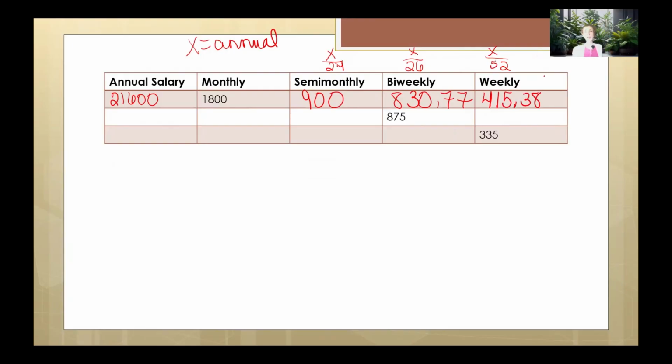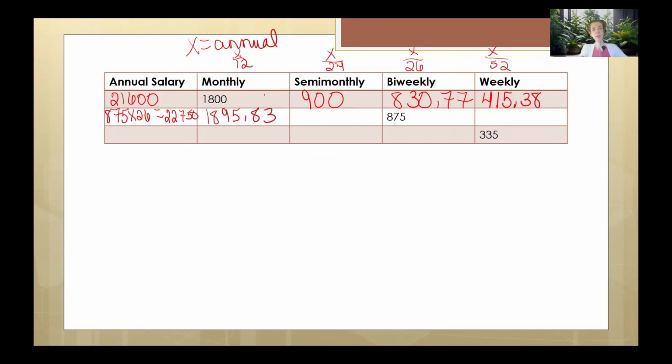Okay, so same thing here with our biweekly, right? So that's 26 paychecks a year. So in order to find our annual, we're going to do 875 times 26, right? And that's going to give me 22,750, and we just plug that into the calculator, right? Then to find our monthly, we're going to divide by what? By 12, right? So that's going to be 1895.83.